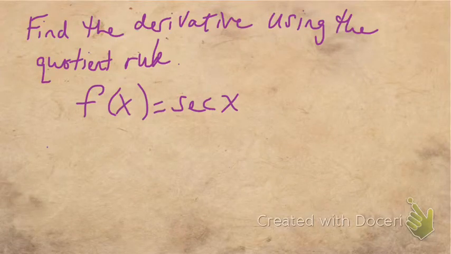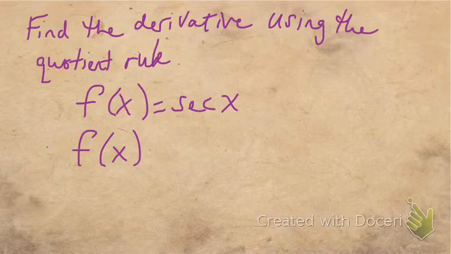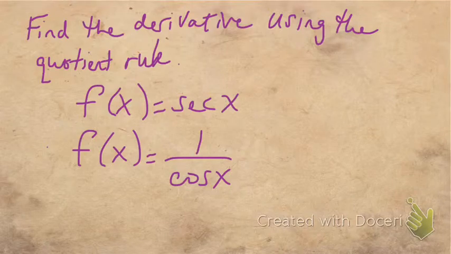If we're going to find the derivative using the quotient rule, it would help to see this function as a quotient. Remember from trigonometry that secant is the reciprocal of cosine, that we could express it as 1 divided by the cosine. Now we've got a quotient.